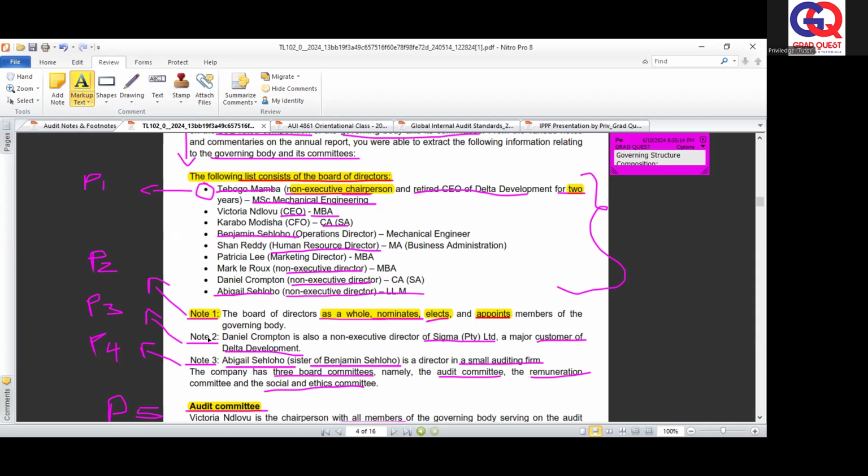And then number 2, Daniel Crompton is also a non-executive. Before you move on, what's the issue there on note number 1? The issue is they're not adhering to the King 4 recommendation in terms of assigned responsibilities. Because the governing body corporately, remember they're saying as a whole, they nominate. So if all of them nominate, it means the nominations committee is not playing its part in this instance.